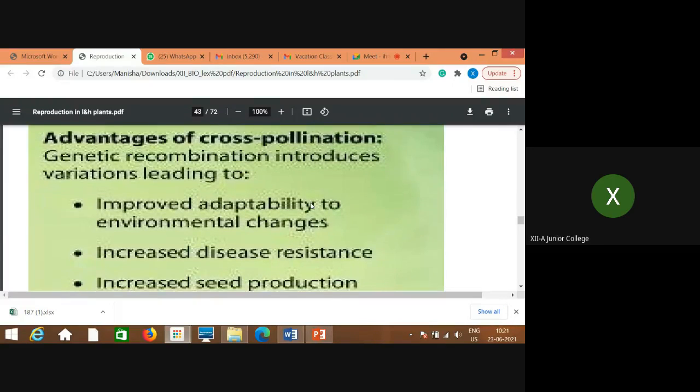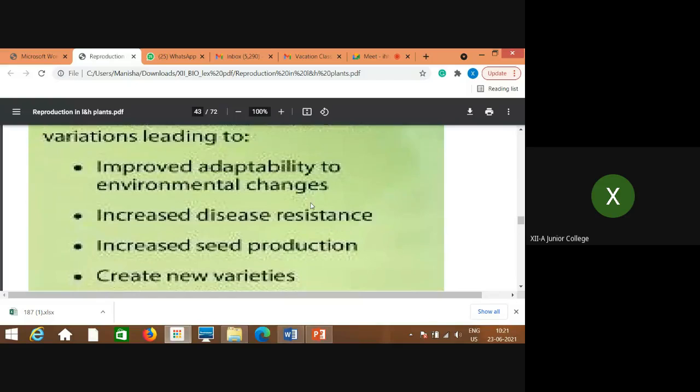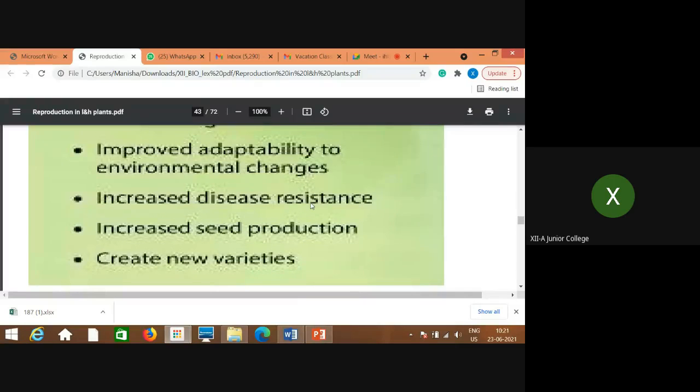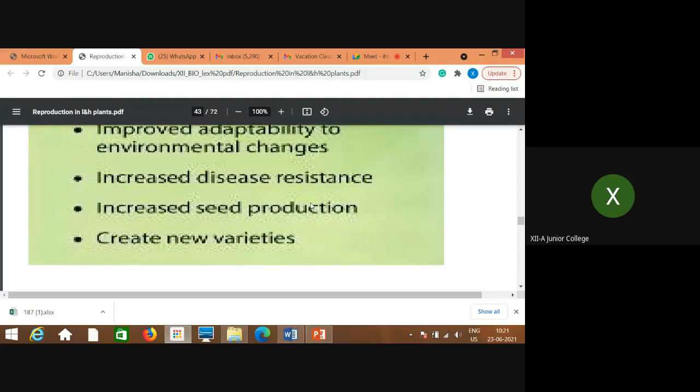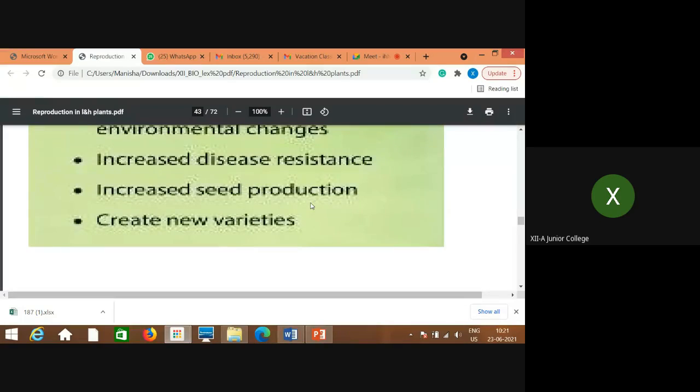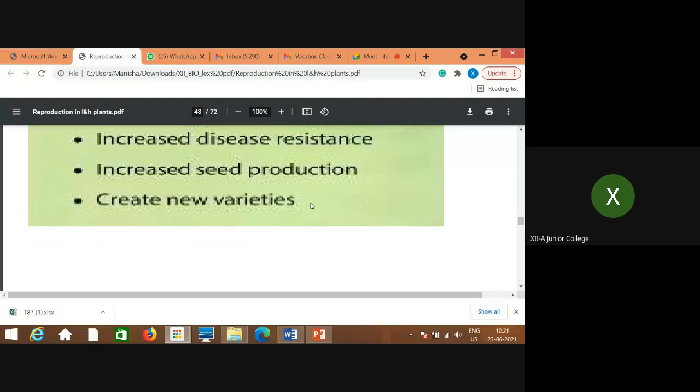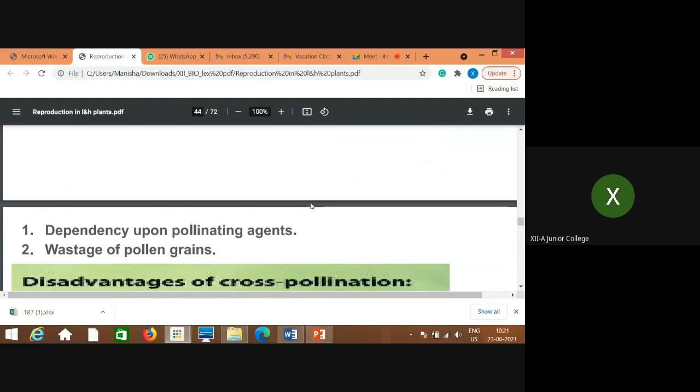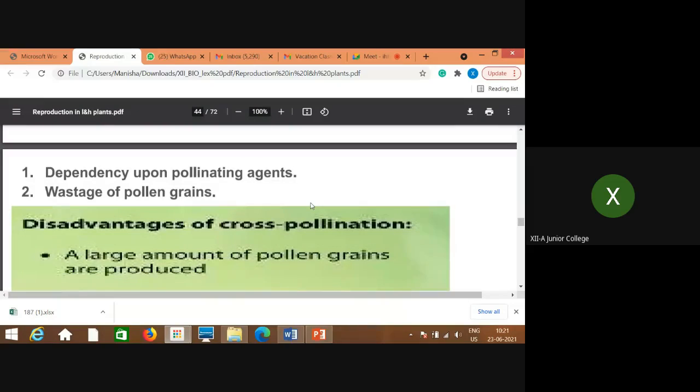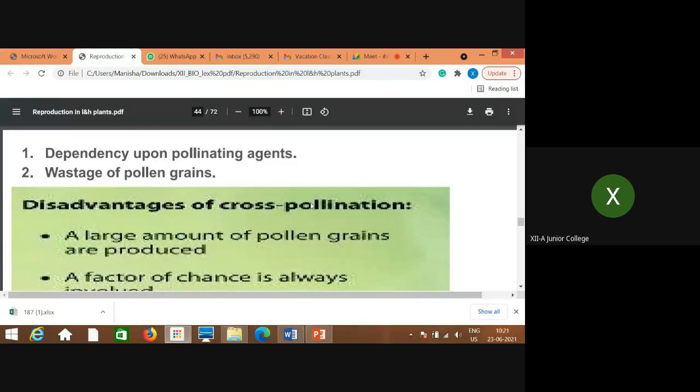And second is increased seed production. Seed production is also increased, vigor is increased, and new varieties are formed. Obviously, as genetically two different plants are there, the combination of these two will give rise to new genetic characters. So new characters are developed.